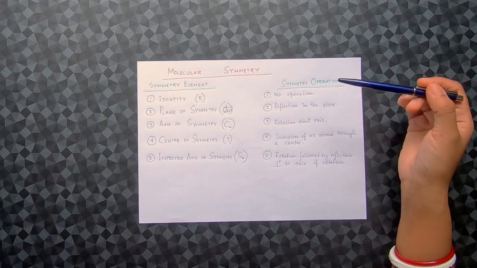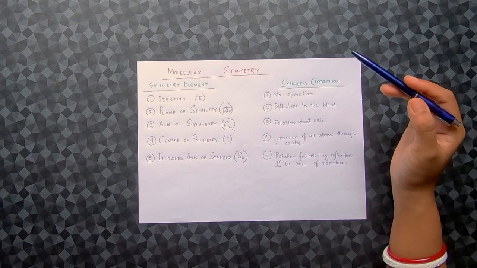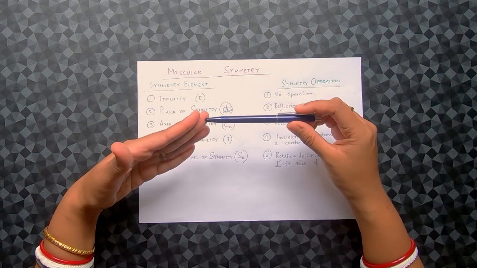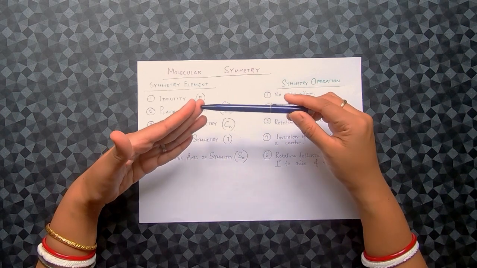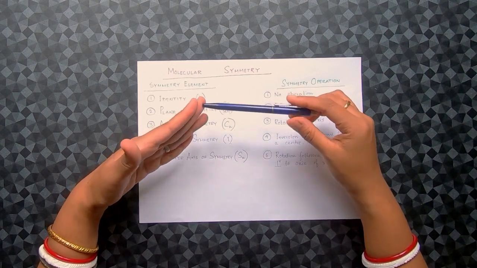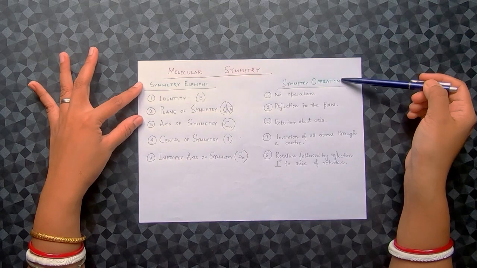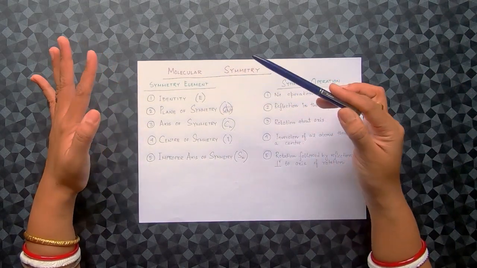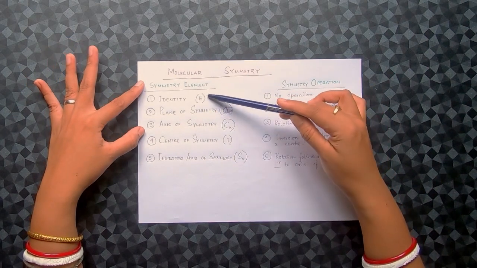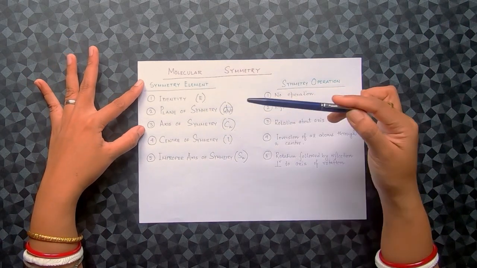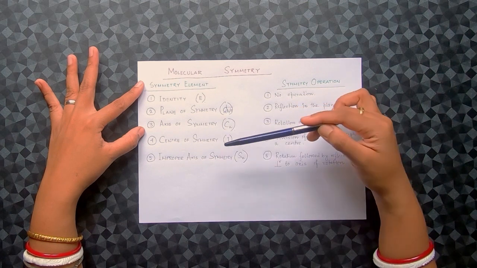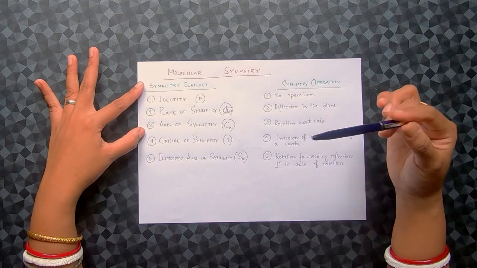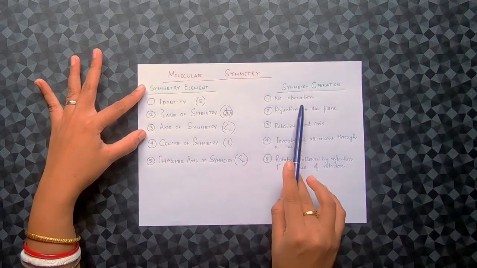Symmetry operation is nothing but an operation which can take a certain configuration of a molecule to an equivalent configuration after the operation. So for doing any symmetry operation, we need some tool. Those are symmetry elements. Symmetry elements are identity, plane of symmetry, axis of symmetry, center of symmetry, and improper axis of symmetry. These are the procedure of operation.